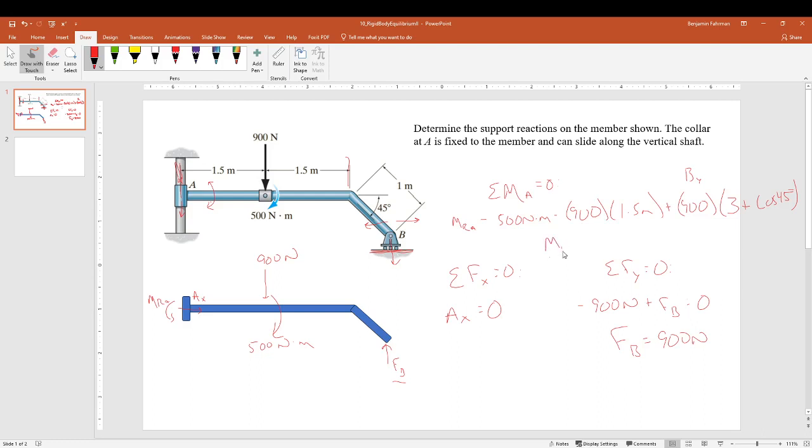So the moment reaction at A is minus 1486 Newton meters. And that's it.